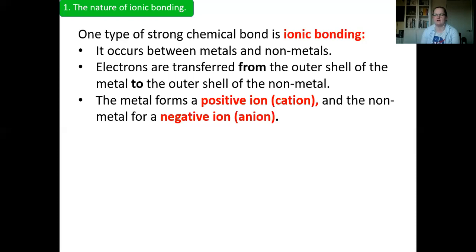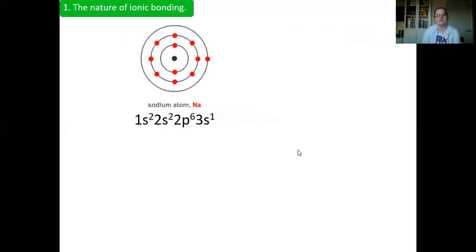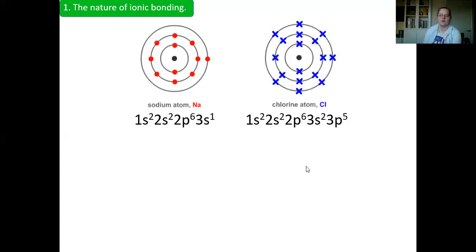So an ionic bond occurs between an atom of sodium and an atom of chlorine. Let's have a look at what this would look like. Here we go. Here's our sodium atom. It has just got one electron on its outer shell, its 3s orbital, just one electron. Chlorine atom, we've got a 3p5. It's shown that we've just got one electron missing to make that a full outer shell.